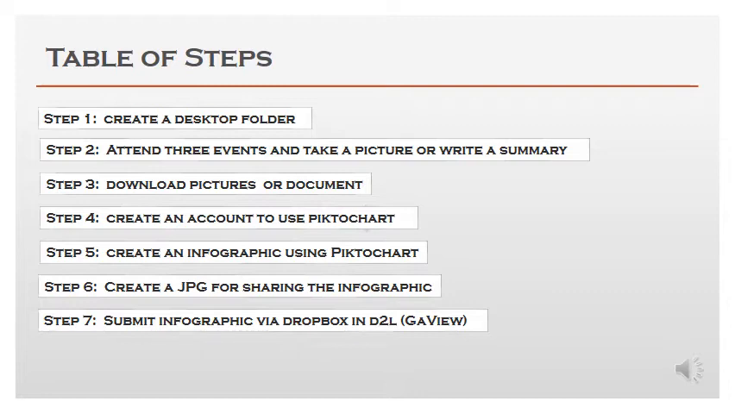1. Create a desktop folder. 2. Attend 3 campus events, take a picture, or write a summary of the event. 3. Download the pictures to your computer. 4. Create a Piktochart account.